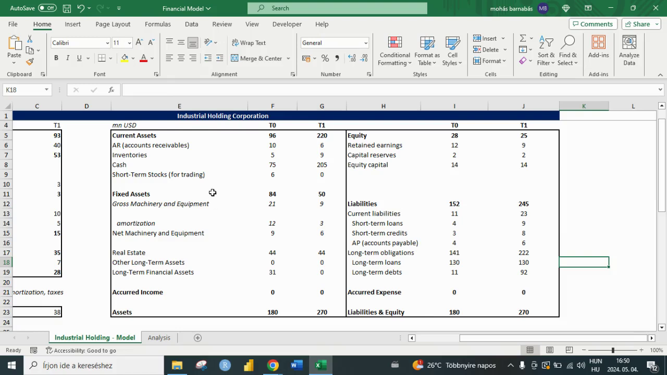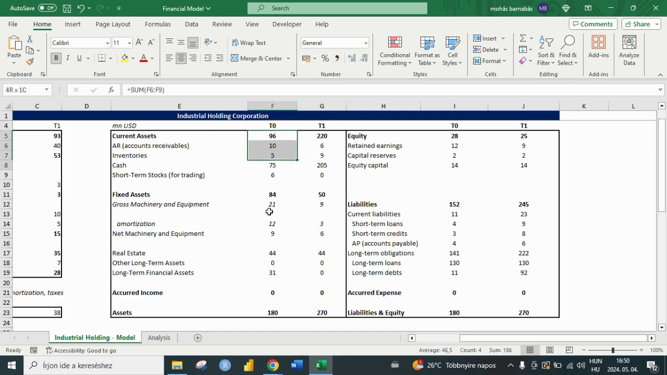So welcome back everybody, and now let's walk through the balance sheet of the Industrial Holding Corporation. Here you can see there are only 2 years available concerning the financial numbers of the holding. On the left hand side you can see the assets of the company. On the right hand side you can see the liabilities and the equity of the company.